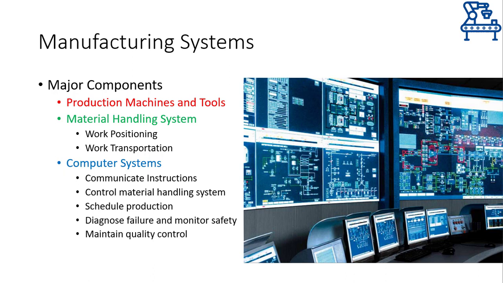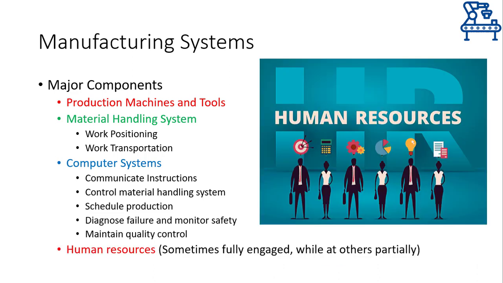On top of the production machines and material handling system is the third component of the manufacturing system, that is computer systems. Tasks like communication of instructions to production machines or material handling system, diagnosis of faults, and monitoring the overall safety and maintenance of production quality are handled by these systems. In other words, computer systems integrate and manage all other systems from a top level. And to supervise everything, human resources are there as well. Depending on the level of automation implemented, the involvement of human resources may vary from fully engaged to only supervision.